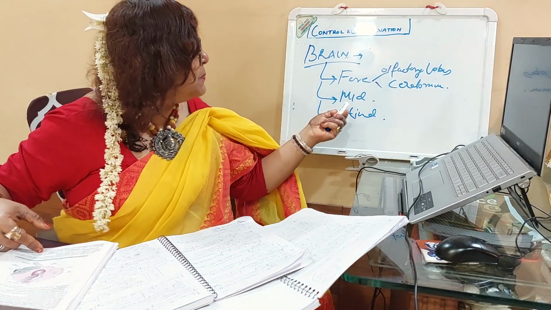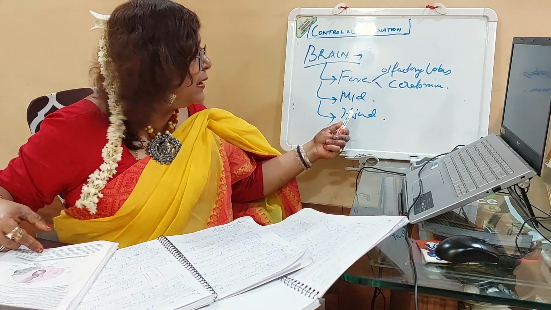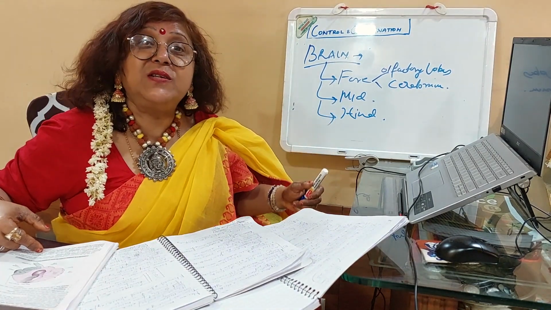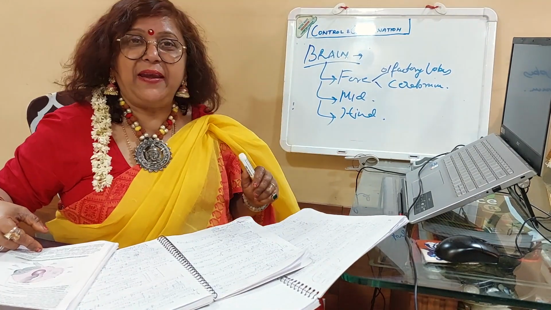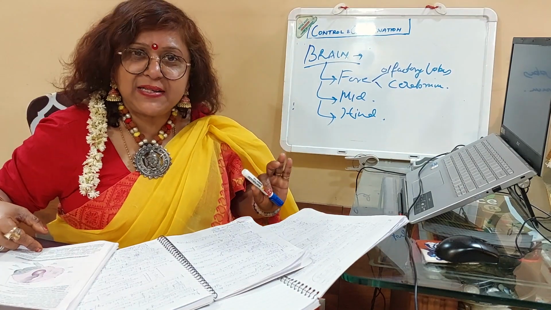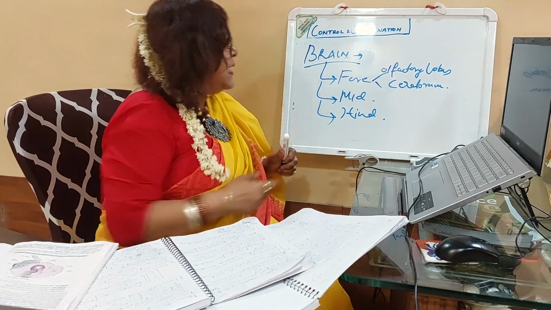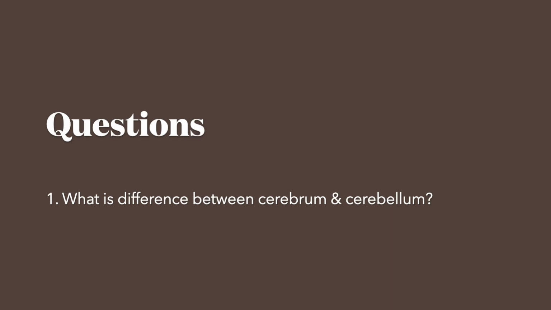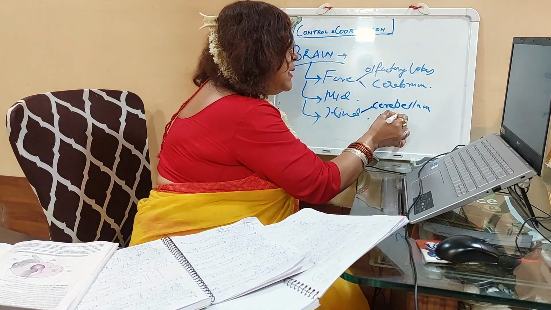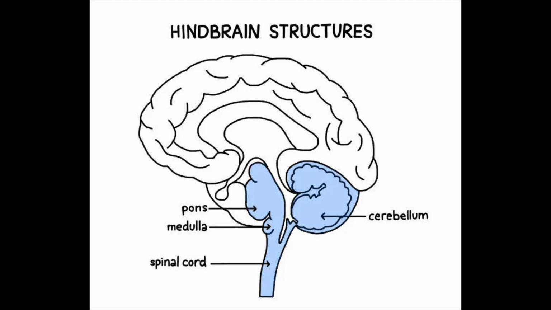Okay, cerebrum. Now this midbrain is the connecting part between the forebrain and the hindbrain. Midbrain, it just connects, and also it controls the reflex action of your body, which I just now told you. Now the hindbrain. The hindbrain is divided into three parts. The first part is cerebellum. It is not cerebrum, it is cerebellum. So they ask you in your exam the difference between cerebrum and cerebellum. Pons is the second part, and the third part is medulla oblongata.